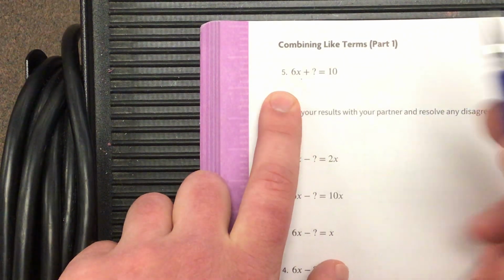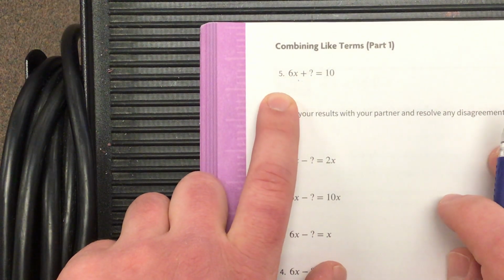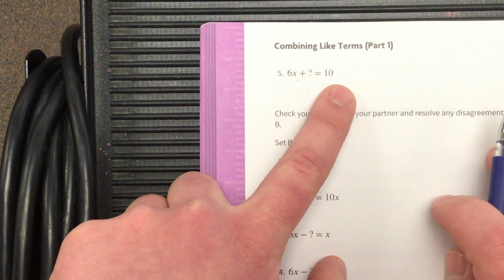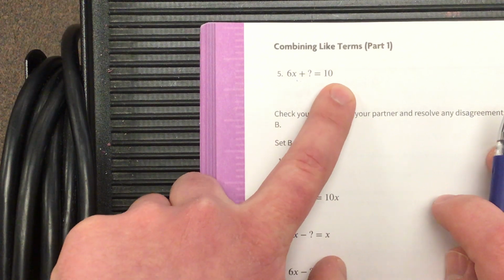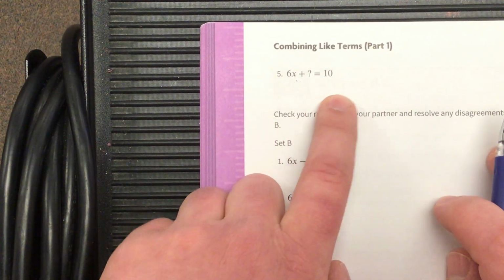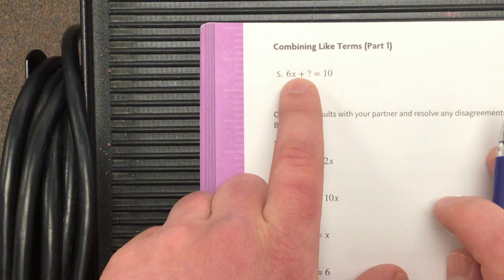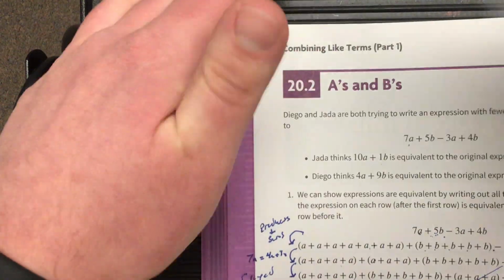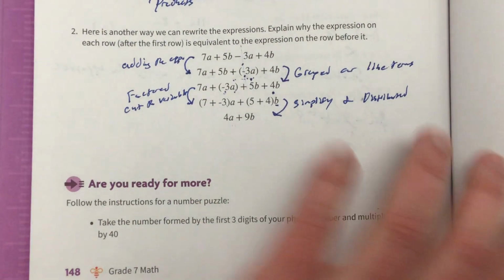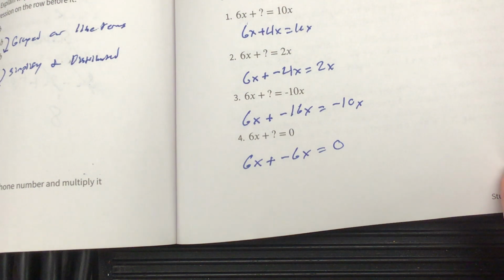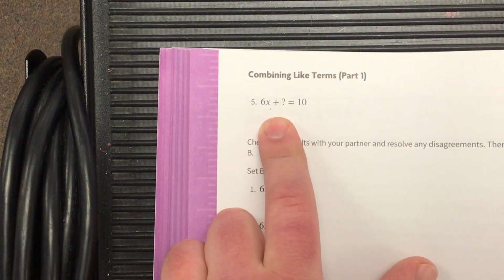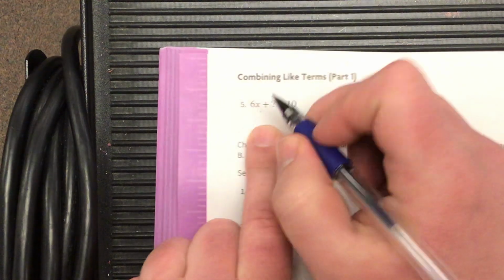We have 6x plus what equals 10. This one's a little bit trickier. So notice this isn't a 10x, this is just a 10. So do we have an x term over here? No. So what do we have to add to 6x to get rid of 6x? 6x plus negative 6x is 0, right? So we'd have to add a negative 6x there to get rid of that 6x. But then what else would we have to add?